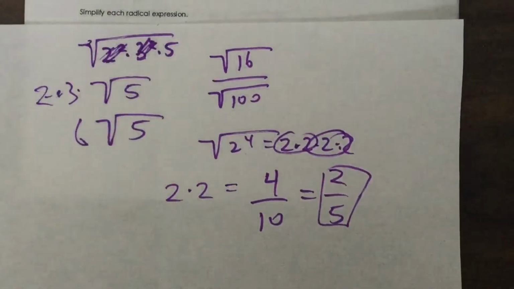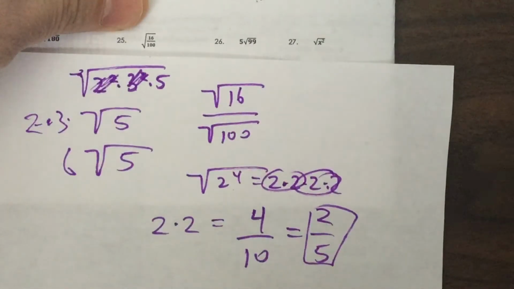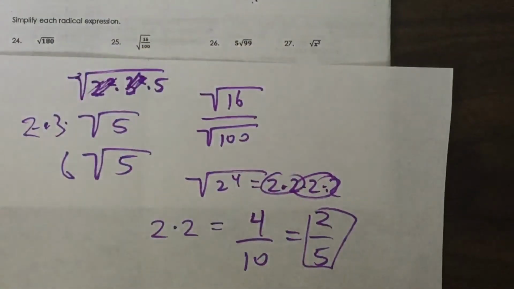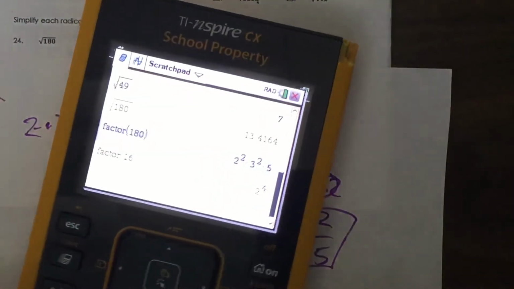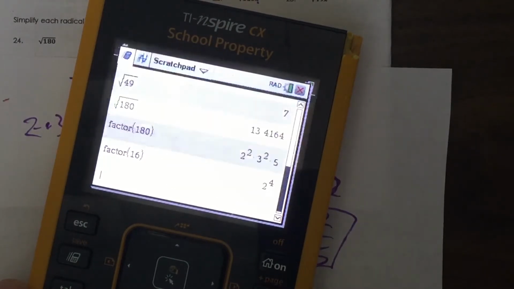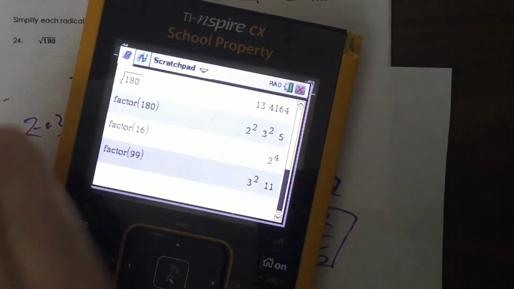Okay, let's take a look at number 26. We have 5 square root of 99. Let's go ahead and see what we can get out of 99. Let's go ahead and go to Menu 2, 3. Let's see what we can get with 99. We have a pair of 3's and an 11.